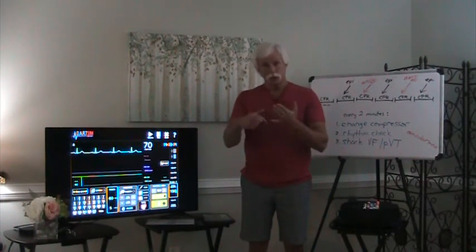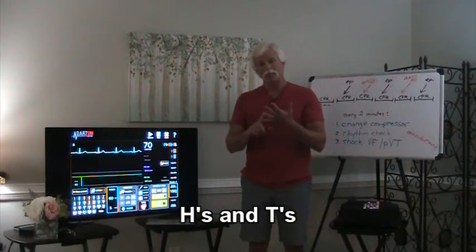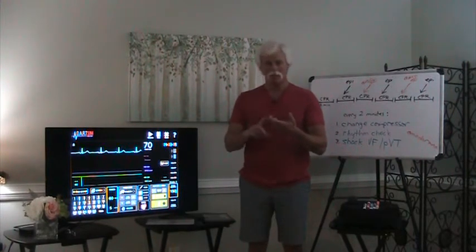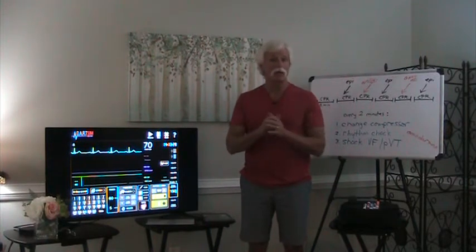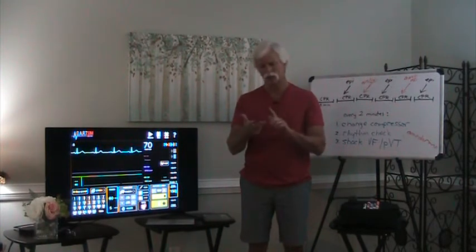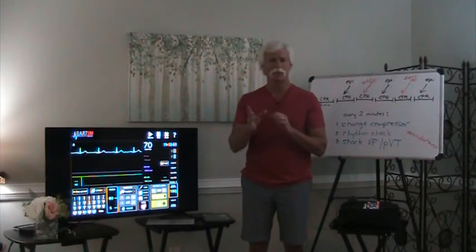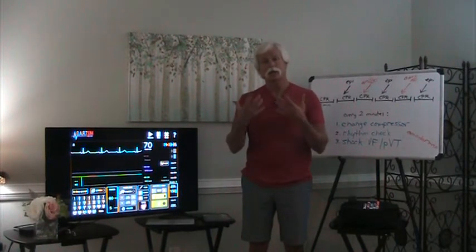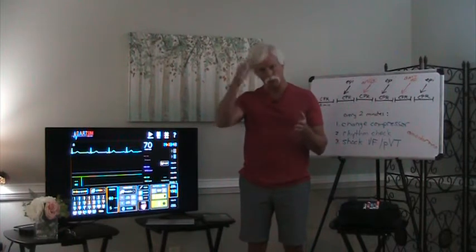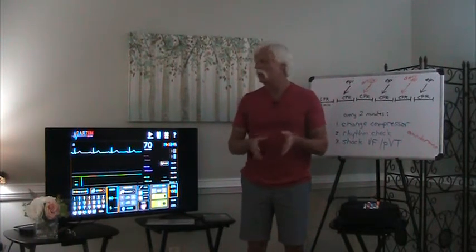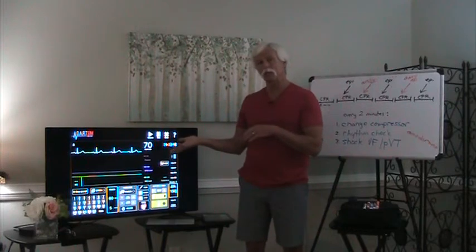To address those three realms, we want to go to the H's and T's, which include things like hypoxia, hypovolemia, hypothermia, hypoglycemia, hydrogen ion, hyperkalemia, which represents all of the electrolyte imbalances, tablets, toxins, trauma, thrombosis, pericardial tamponade, tension pneumothorax. The list is in your cardiac arrest protocol, and it's comprehensive, and it sounds like an awful lot of work to go through to try to rule out all of those things. But in real life, you most of the time know why your patient's in PEA.